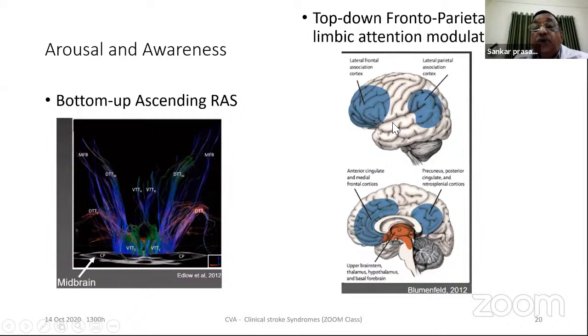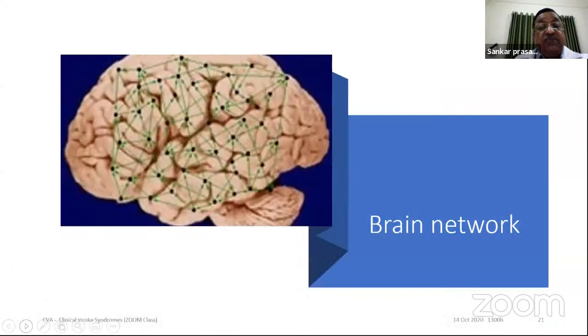The top-down approach, that is the frontal and parietal limbic attention modulation, the various areas: lateral frontal association cortex, parietal association cortex, anterior cingulate and medial frontal cortex, precuneus, posterior cingulate, retrosplenial cortices, upper brainstem, thalamus, hypothalamus. They are all interconnected. There are so many networks that are connecting and coordinating the various functions of the brain. So we'll look into the exciting aspect of neuronal networks which may get affected.